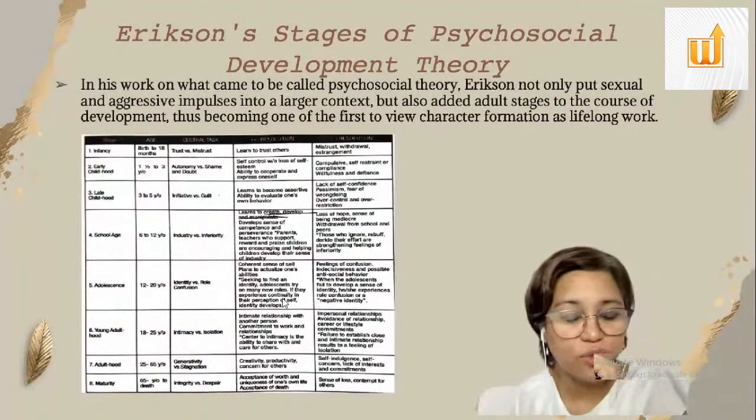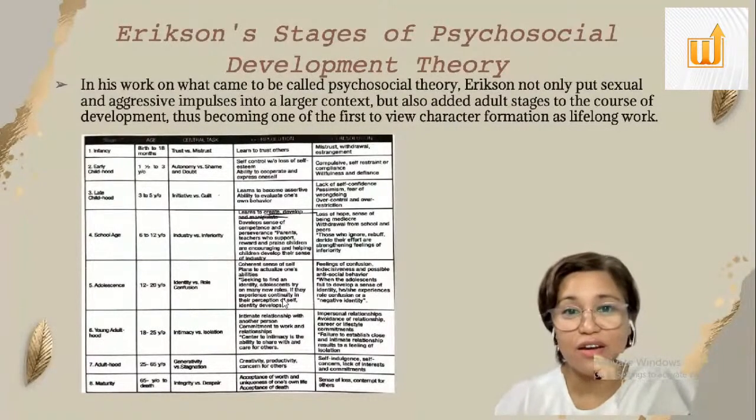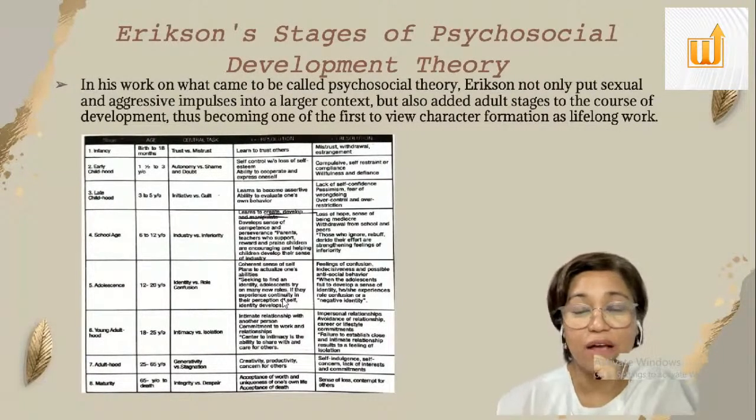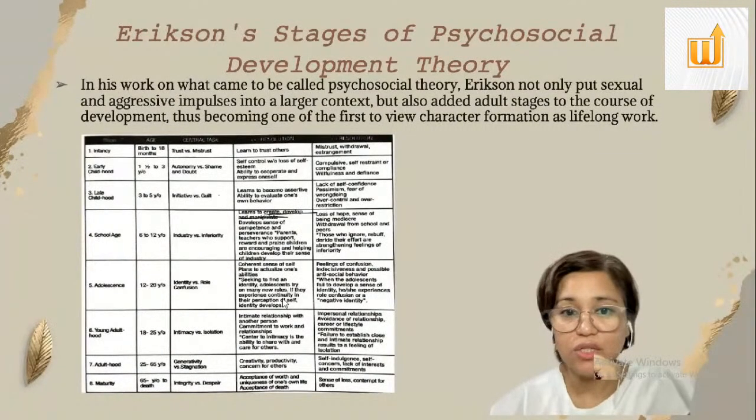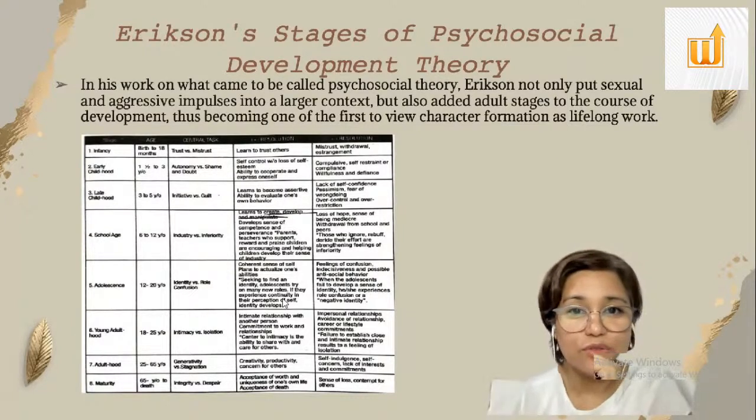Then we have the late childhood, 3 to 5 years old, which is characterized by initiative versus guilt. This is where the child becomes assertive of his own belief and his behavior, but he also has the ability to evaluate his own behavior. And so we need to look at how we develop children at this stage to become more self-confident and to have a good evaluation of behavior, to do what's right.